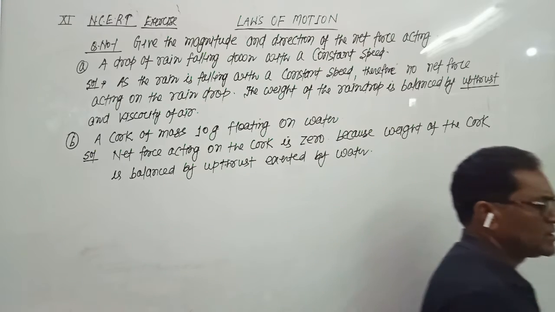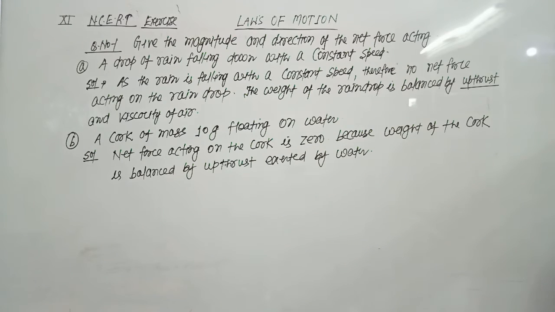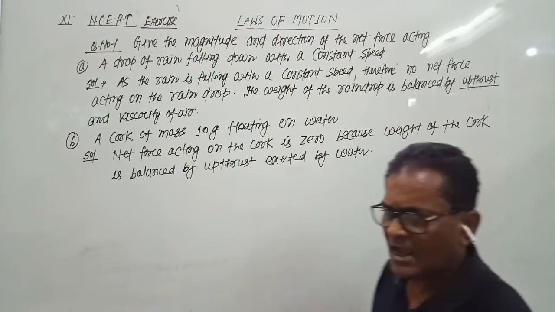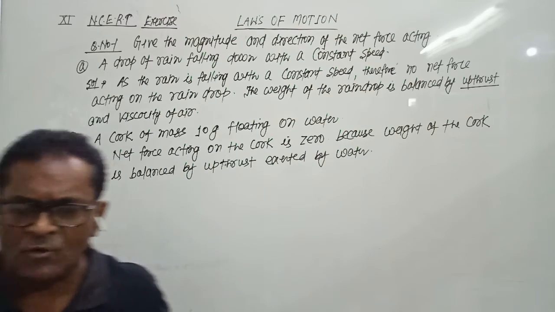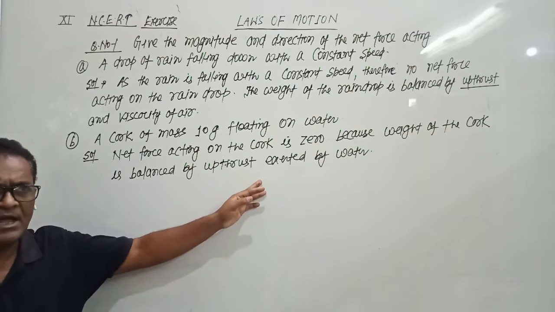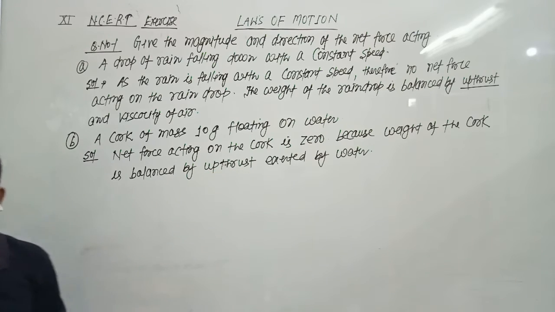When a cork floats in water, the weight of the cork is balanced by upthrust. Upthrust is a force which acts when the body is immersed, either partially or fully, in water. The upthrust force exerted by water in the upward direction balances the weight of the cork. Therefore, the net force acting on the cork is zero.